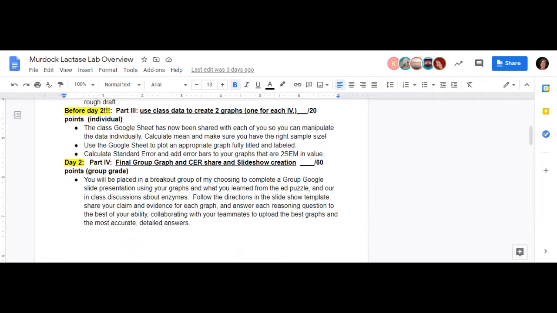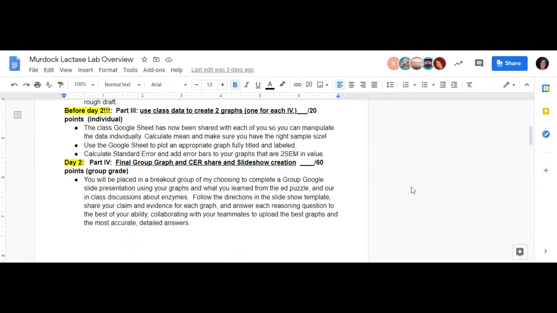This is when you'll be placed in a breakout group of my choosing to complete a group Google slide presentation using your graphs and what you learned from the Edpuzzle and our in-class discussion about enzymes. Follow the directions in the slideshow template. I'm going to show it to you right now. Share your claim and evidence for each graph and answer the reasoning questions to the best of your ability, collaborating with your teammates to upload the best graphs and the most accurate, detailed answers.